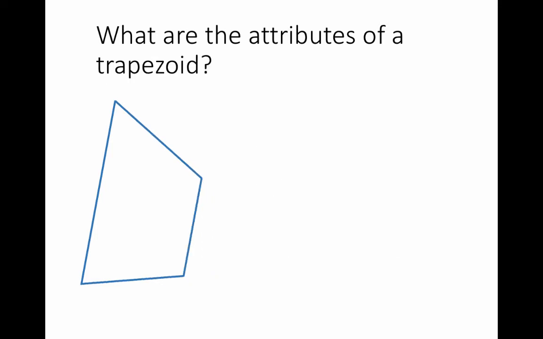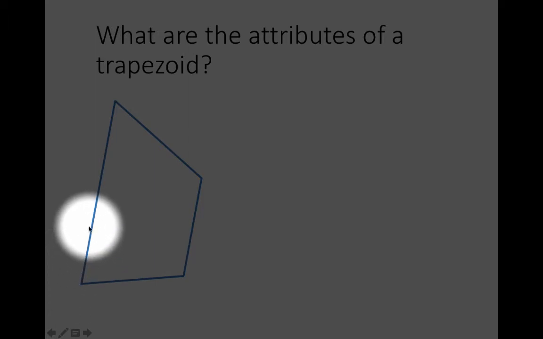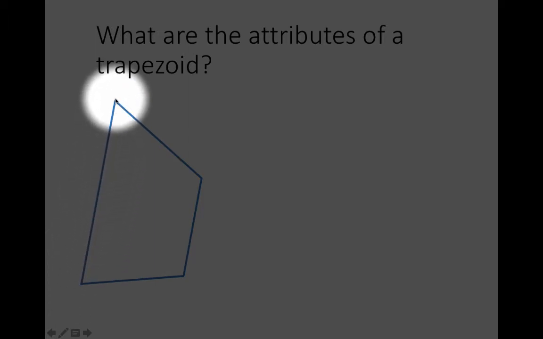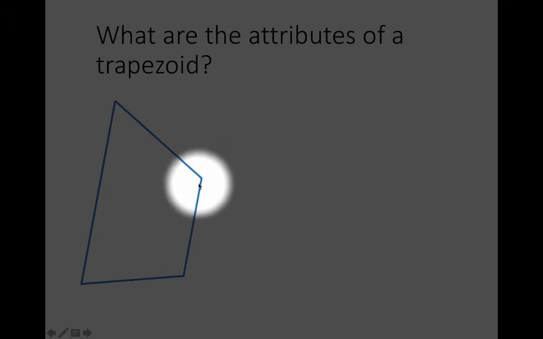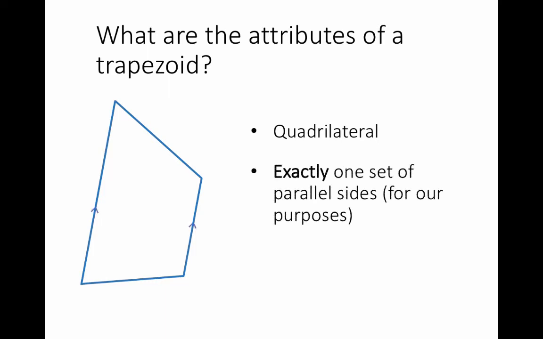What are the attributes of a trapezoid? A trapezoid is a closed geometric figure with four straight line segment sides and four angles. So a trapezoid is a quadrilateral. Because it's a quadrilateral, it's also a polygon. So a trapezoid has all of the attributes of a polygon and all of the attributes of a quadrilateral, and it has exactly one set of parallel sides.